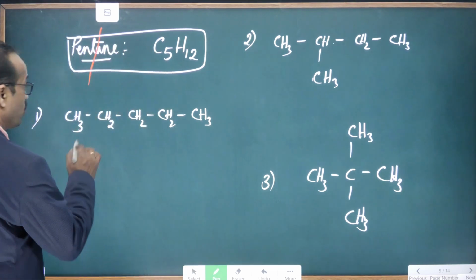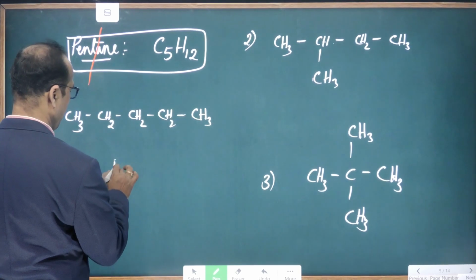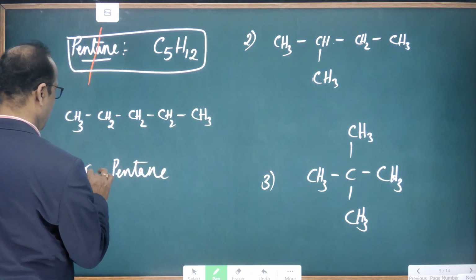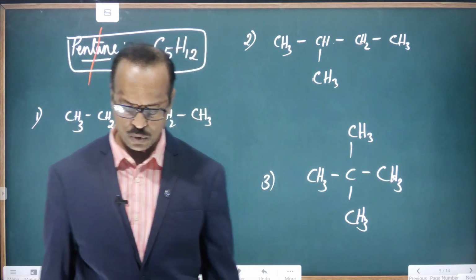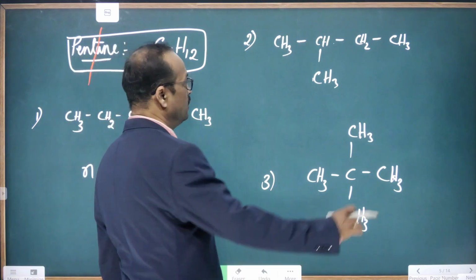For example, now how can you give the name? So yes, linear 5, so this is called pentane. You know that. And generally we write n-pentane because that is normal pentane. Okay. Now second one, what do we write? We can write this one.